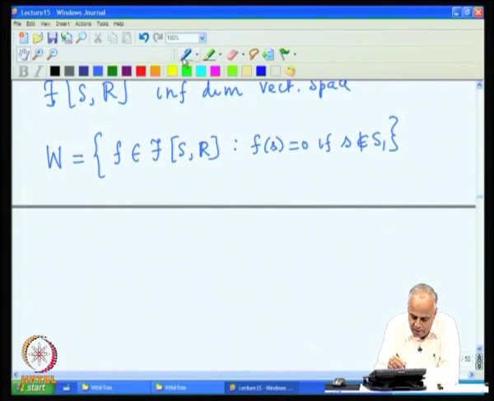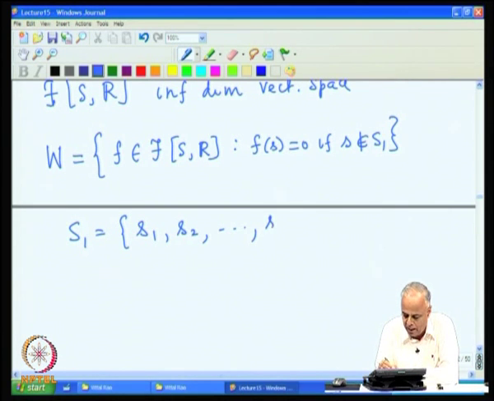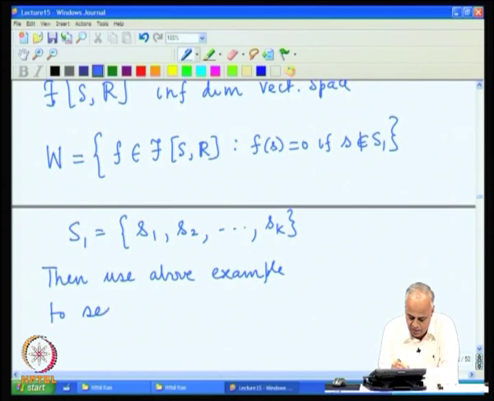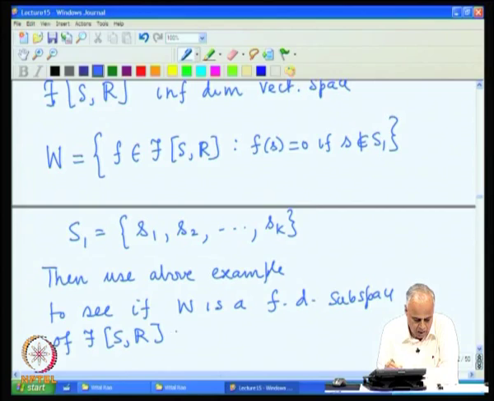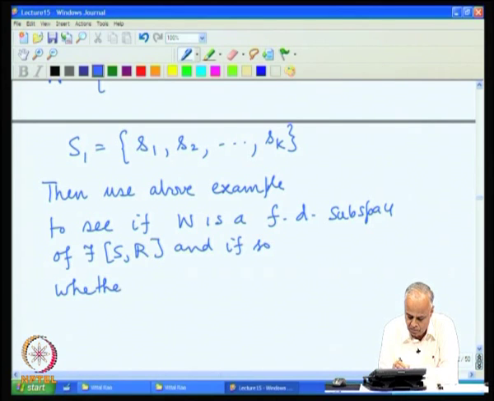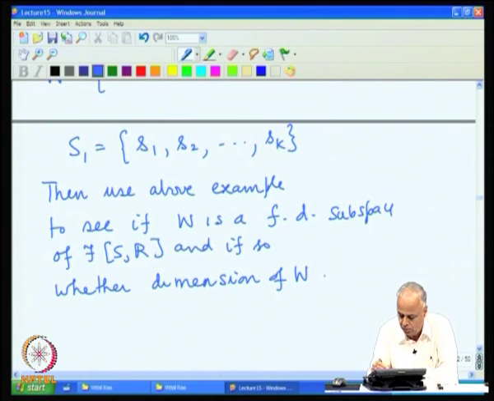Technically, we say that the support of these functions is contained in S1. Now, inside S1 the value may be 0 or not 0, we are not worried about it. What we are saying is outside S1 it must necessarily be 0. Now, S1 is a finite set, so let us call its elements s1, s2, ..., sk as before. Then use the above example to see if W is a finite dimensional subspace of F(S, R), and if so, whether the dimension of W is k.